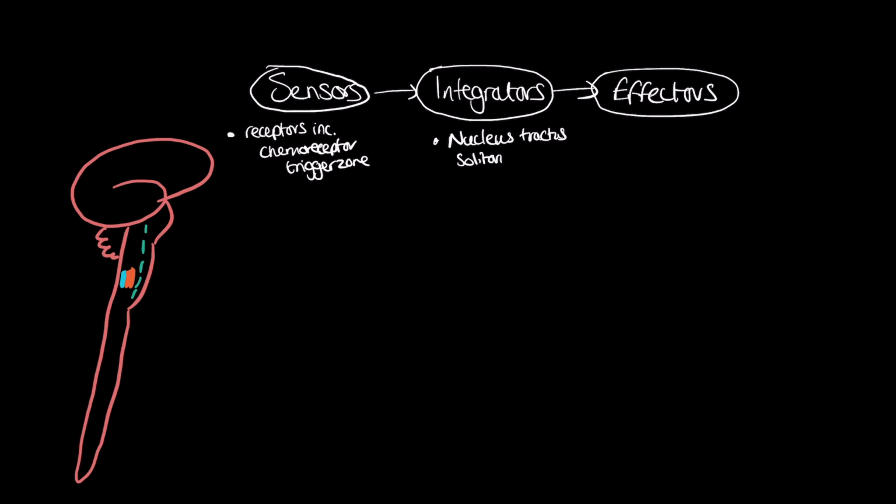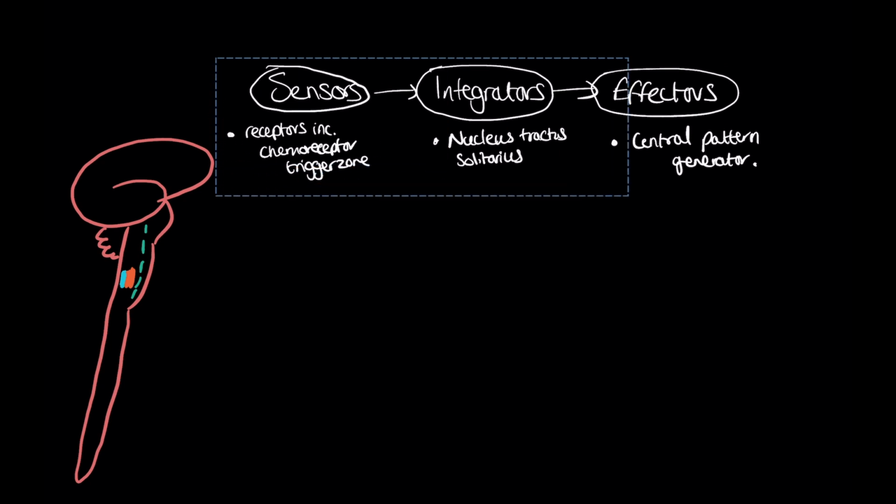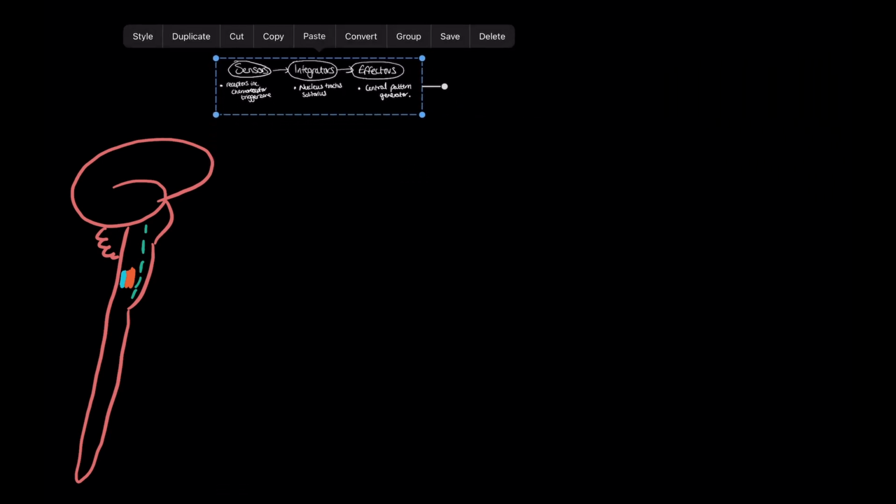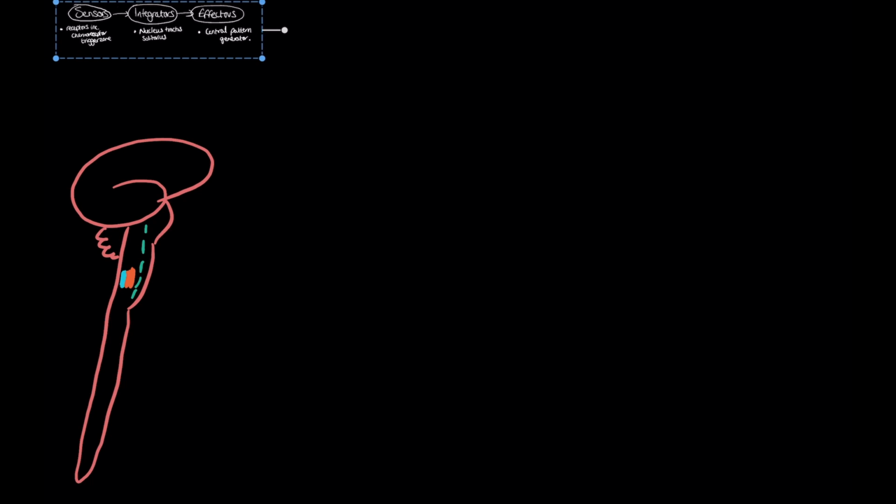The integrator of these signals is the Nucleus Tractus Solitarius, which is located close to the Chemoreceptor Trigger Zone in the medulla. This integrates the signals and sends a message to the central pattern generator, the effector. The central pattern generator is a network of structures in the brainstem linked to rhythmical movements. Think of it as similar to the pain matrix. It's sometimes called the vomiting center, but this implies it's a discrete structure rather than a network of structures, and it's also a slightly outdated term.